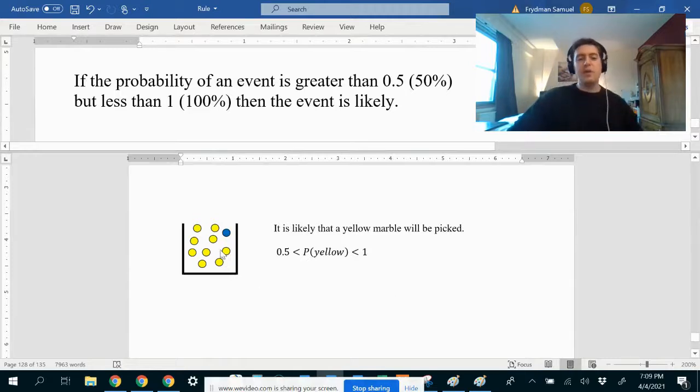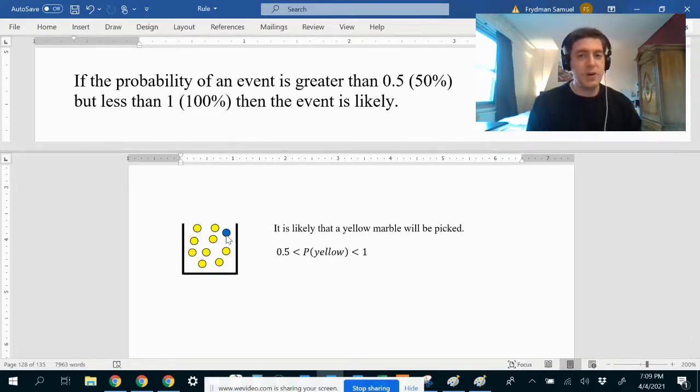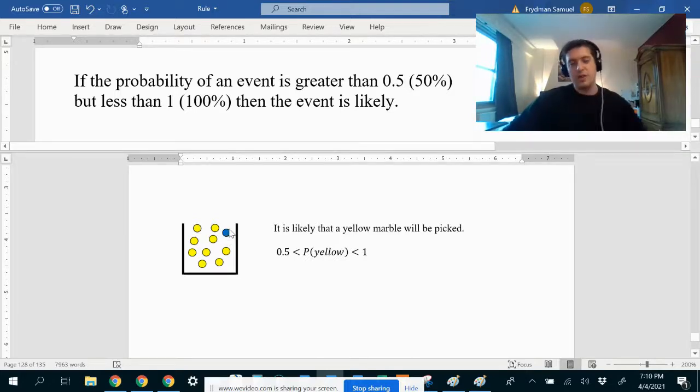If something is likely, that means it probably will happen, but it might not. For example, we have another box filled with marbles here. You can see most of the marbles are yellow, but they're not all yellow. I still have one blue marble there. If I close my eyes and reach my hand into that box, am I definitely going to get a yellow marble? No, not definitely. I might get the blue one, but I probably won't. I probably will get a yellow marble. So it is likely that I will get a yellow marble, but it's not certain, because it's still possible that I don't. So it is likely that a yellow marble will be picked.